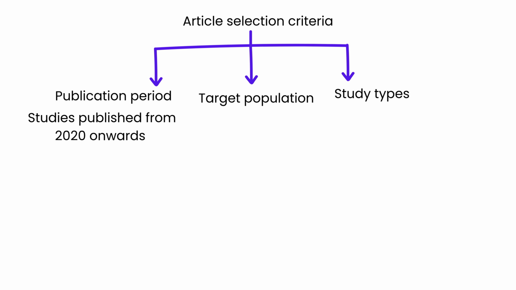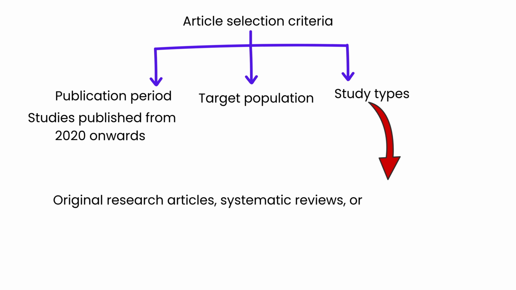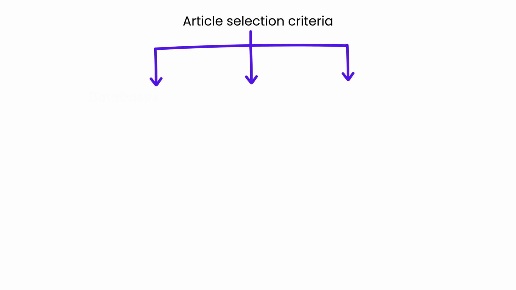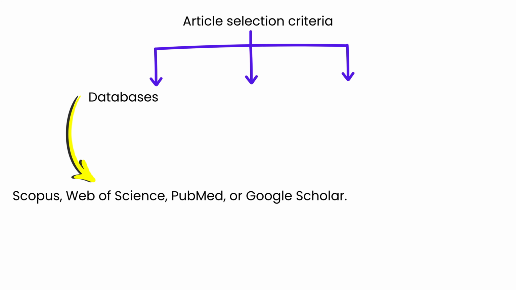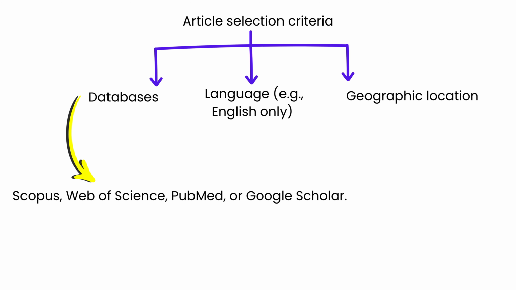Also, decide which study types to include, such as original research articles, systematic reviews, or meta-analyses, and identify the databases you will search, such as Scopus, Web of Science, PubMed, or Google Scholar. Finally, determine any other inclusion criteria, such as language, like English only, or geographic location if your research focuses on a specific country or region. Establishing these criteria before collecting articles helps ensure your literature review is focused, consistent, and relevant to your research objectives.